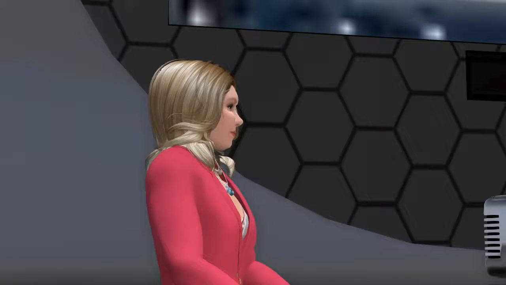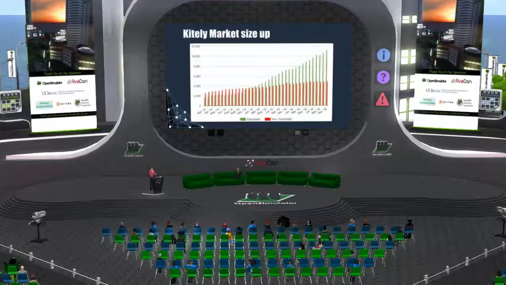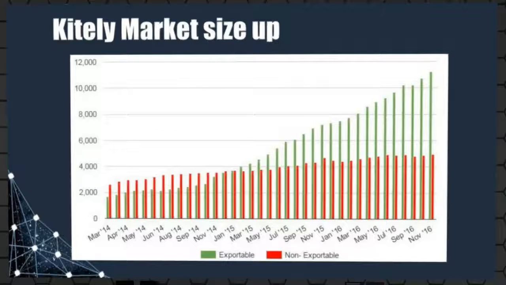Another growing field for OpenSim is the Kitely Market. The number of products for sale, they're now over 16,000 in different variations, and they deliver to over 160 grids. And Ilan Tachner will be on a panel tomorrow to give some more details about what's happening.